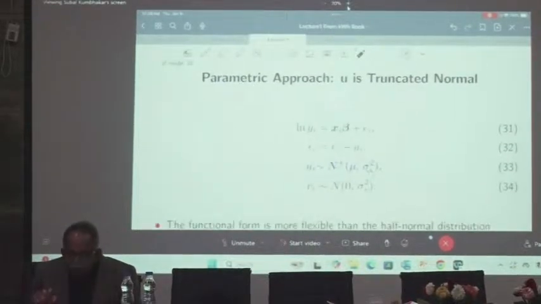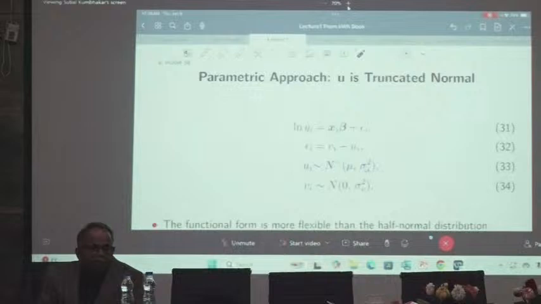Okay, so far what I did is I talked about half normal. So again, remember the definition of half normal. You have a normal distribution with zero mean, and if you cut it at zero, it becomes half of the distribution. So this is one way of explaining half normal. But remember, U is one-sided, meaning that U is greater than or equal to zero.